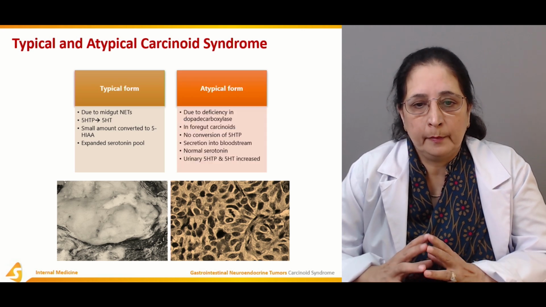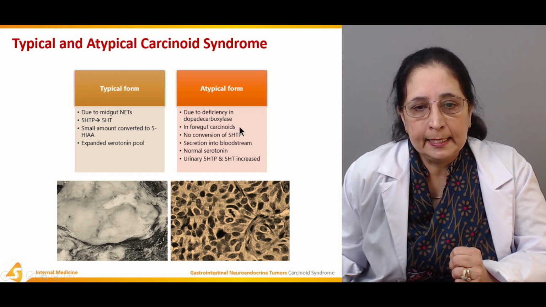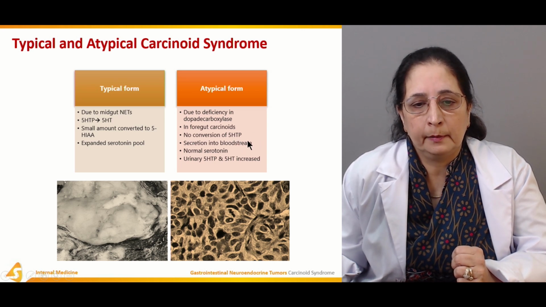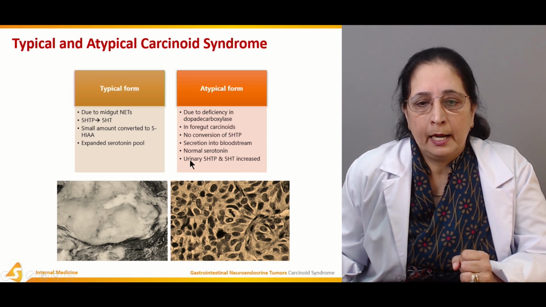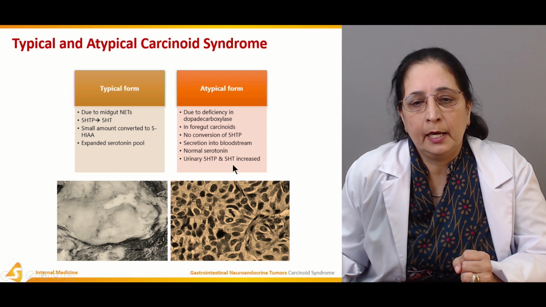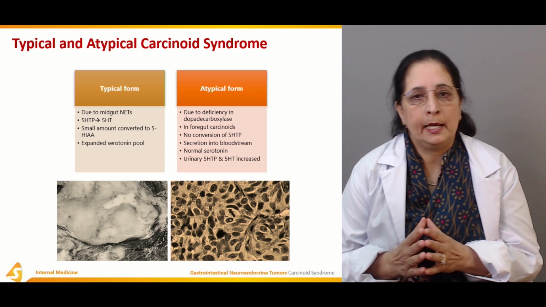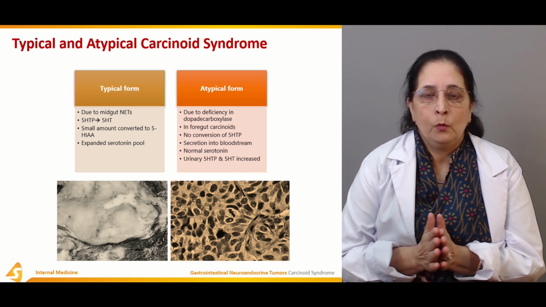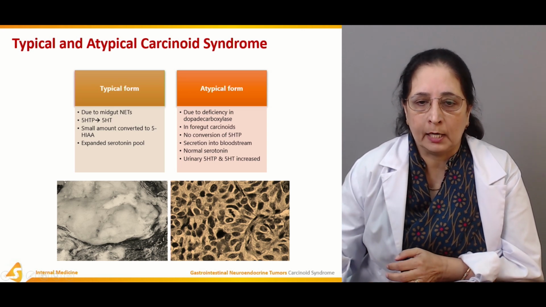Then the atypical form is due to deficiency of dopa decarboxylase, so there is no conversion of 5-hydroxytryptophan to 5-hydroxytryptamine, and usually this is present in foregut carcinoid. The serotonin is normal, and urinary 5-HTP and 5-HT are increased. So that's the difference between typical and atypical. In one, serotonin is increased, in one it's normal; one is in the midgut, one is in the foregut carcinoid.